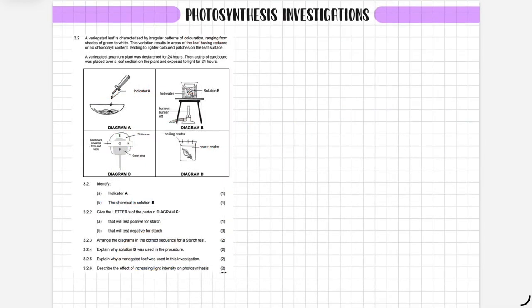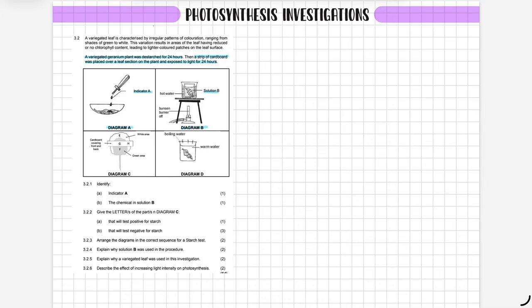Now let's do this past paper. It says a variegated leaf is characterized by irregular patterns of coloration ranging from shades of green to white. This variation results in areas of the leaf having reduced or no chlorophyll content, leading to lighter colored patches on the leaf surface. A variegated geranium plant was destarched for 24 hours. Then a strip of cardboard was placed over a leaf section on the plant and exposed to light for 24 hours.